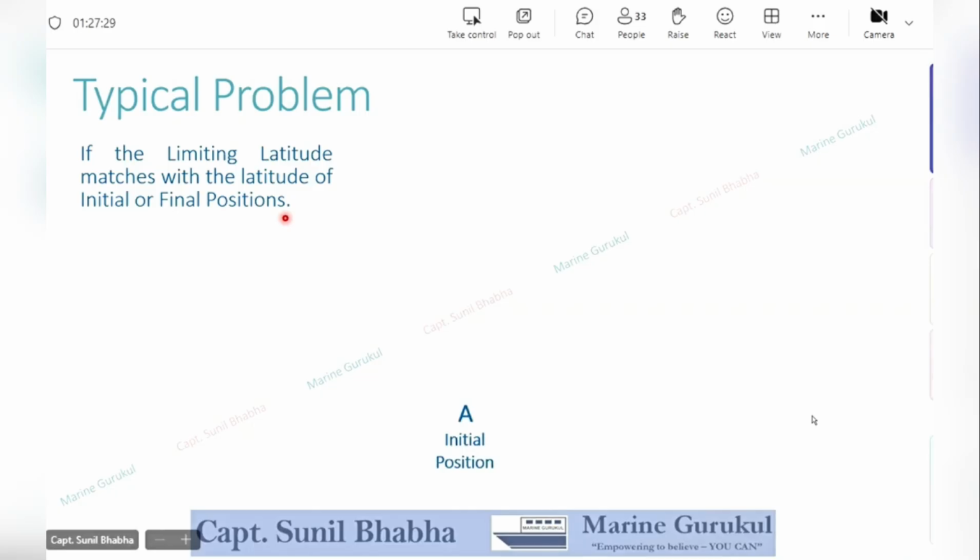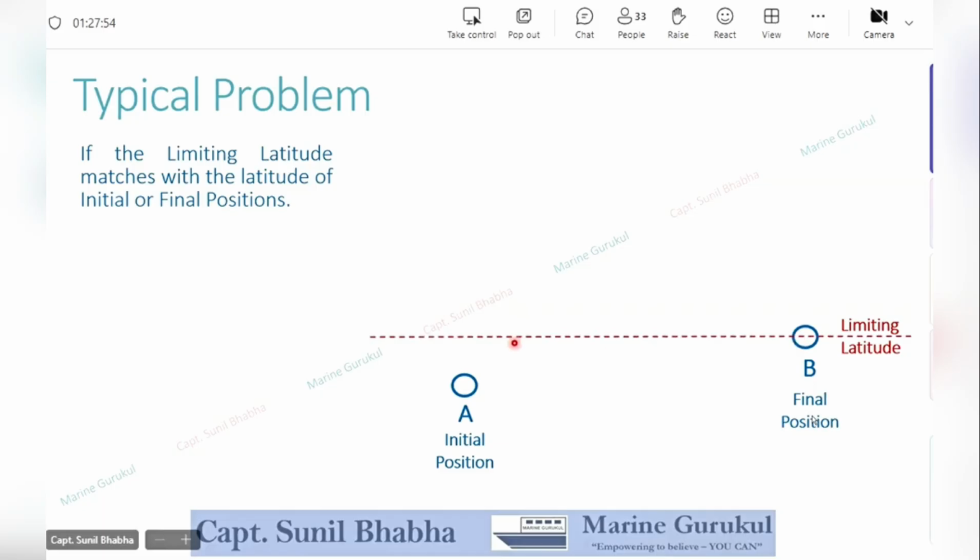Let us try to understand it by making a diagram. You can see the initial position of the ship represented as A. You can also see the final position of the ship now represented by B, Bravo. Let's mark the limiting latitude. In this question, the limiting latitude which they have given us matches with the latitude of port B. So you can see this red color dotted line showing the limiting latitude, and it exactly matches with the latitude of our final position, Bravo.